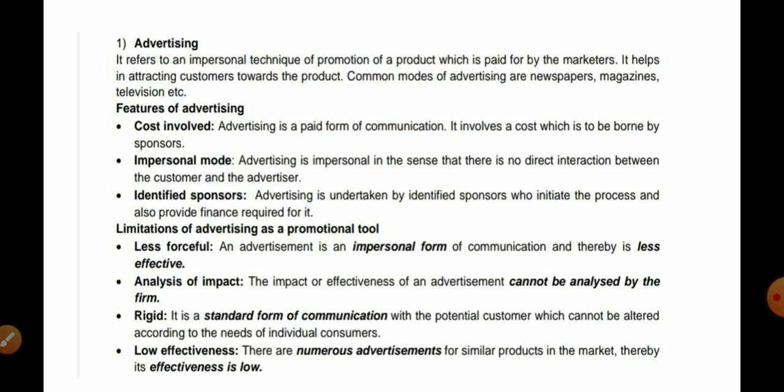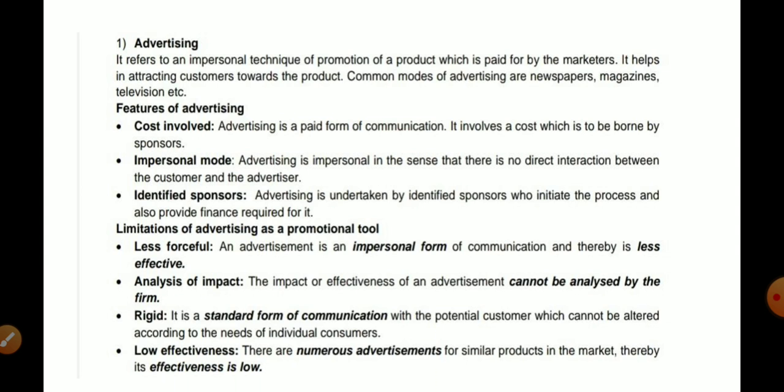So, advertising is an important tool which helps in promoting the sales of goods. It is an impersonal technique of promotion of a product which is paid by the marketers. It helps in attracting the customer towards the product, and the common modes of advertising are newspaper, magazine, television, and also Instagram, Facebook, WhatsApp, etc.